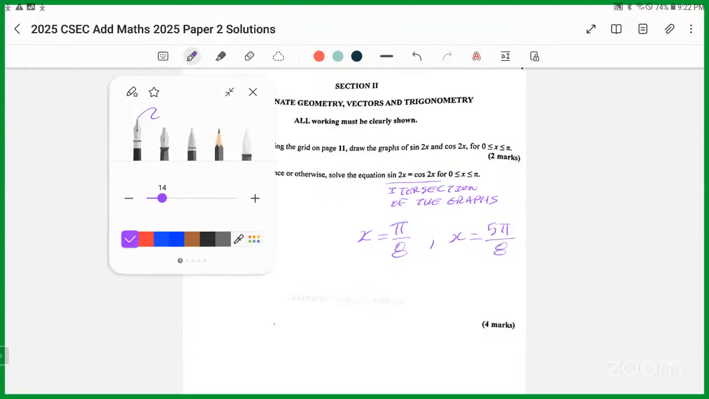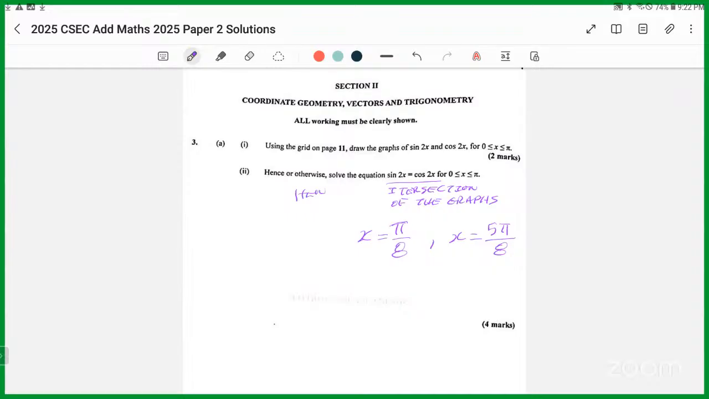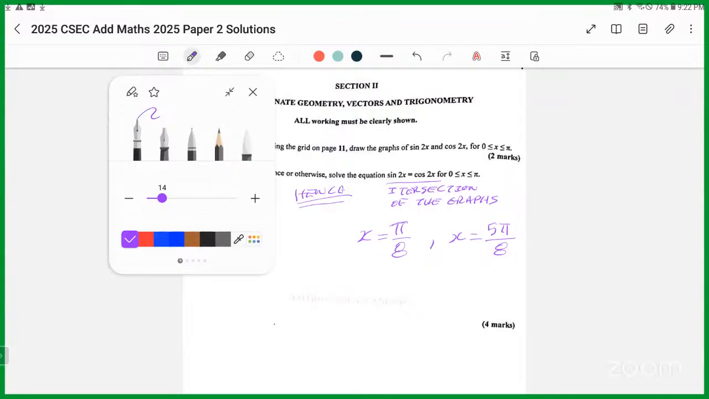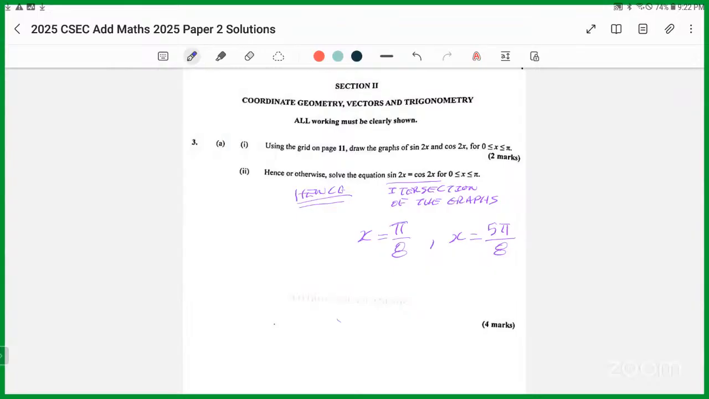Yeah, this is the hence method. Use the graph. You could just read those off, but you have to know that it's halfway between those values. Now the otherwise method.